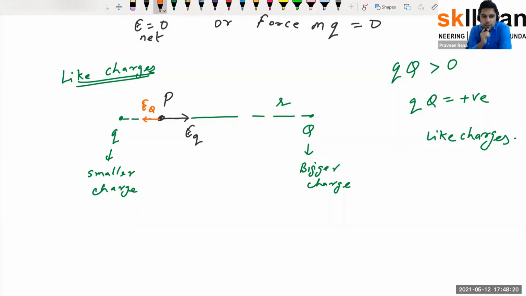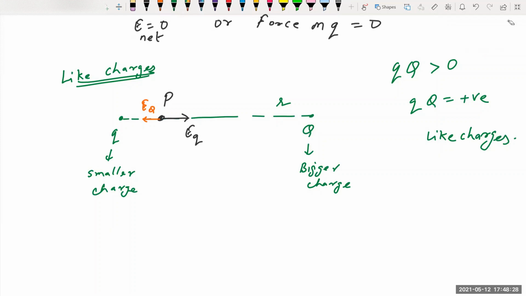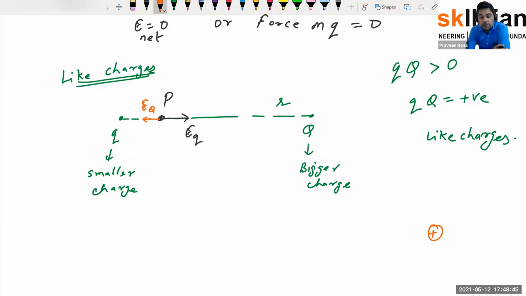That point is correct, but I'm not showing the force of the capital Q or small q on the other charge. Repulsion will be on a charge. Now at P point, there is no charge. At this point, we have no charge. So how do you think we will find the direction of electric field? So let's just say I have a point positive charge, this one. So what's the direction of electric field due to a point charge?